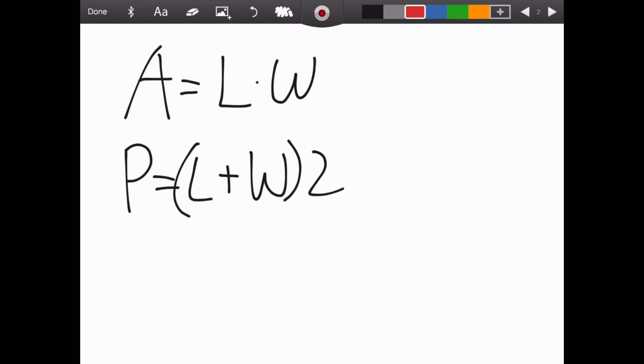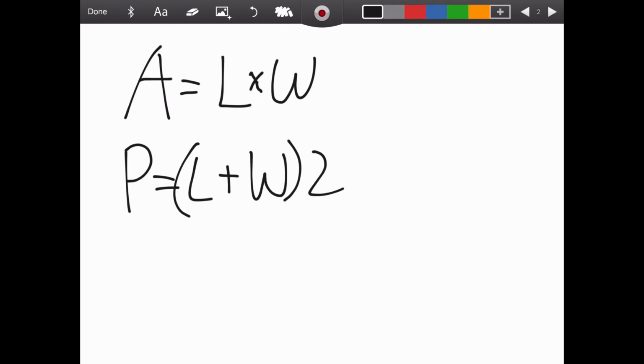So the formula for area is going to be L times W. If you didn't know, this dot over here just means the multiplication sign. And perimeter would be, in parentheses, L plus W, times 2. So, if you're wondering what L and W mean, I'm going to explain it right now. I like to think of it as length and width. So, L for length and W for width.